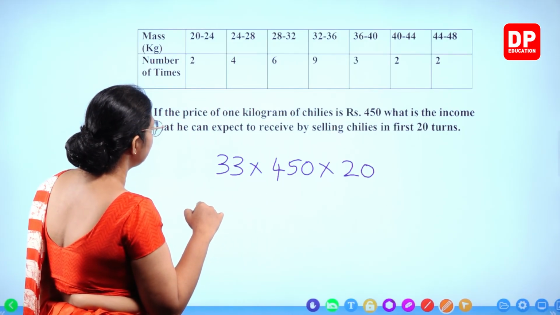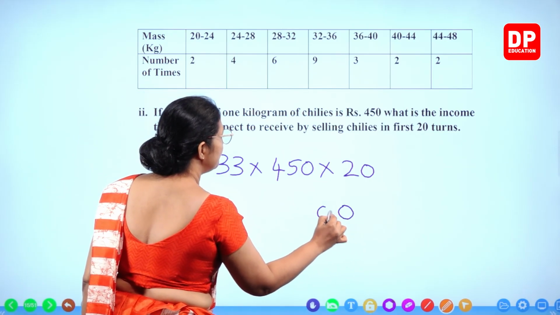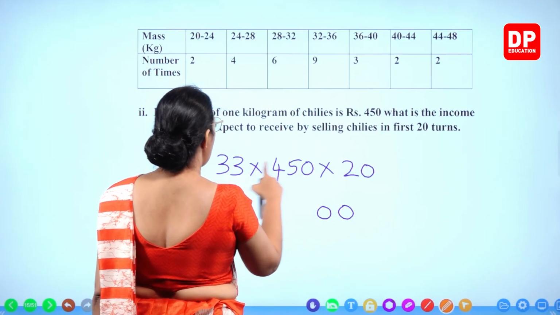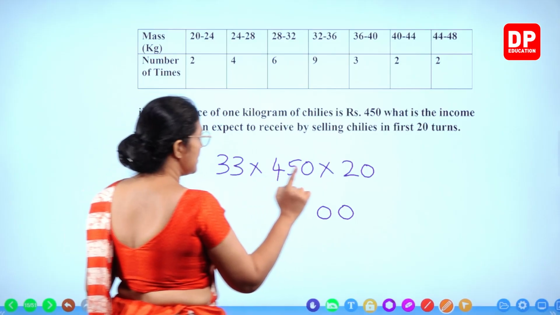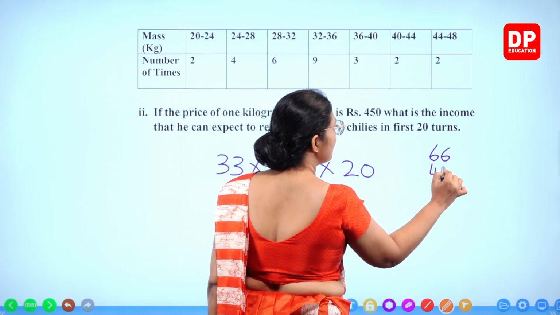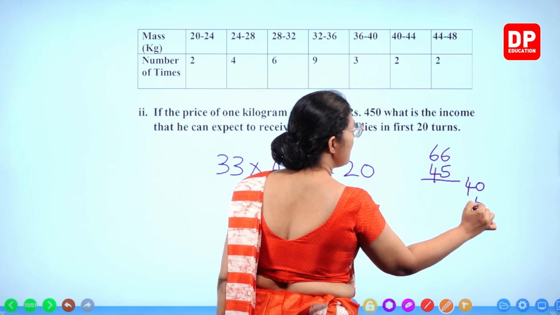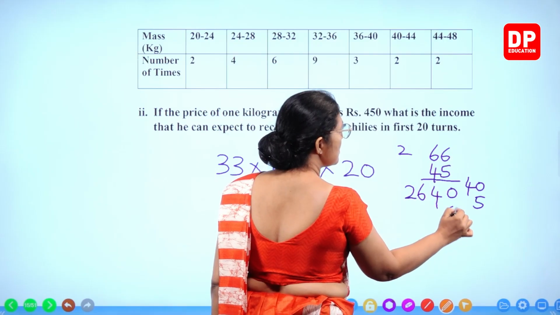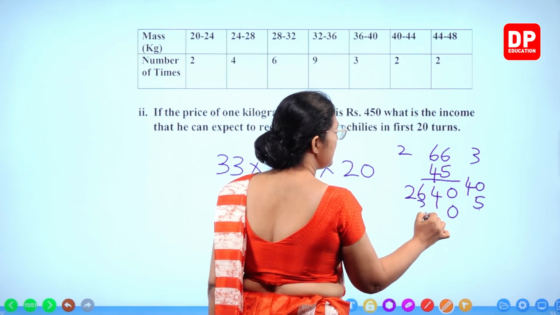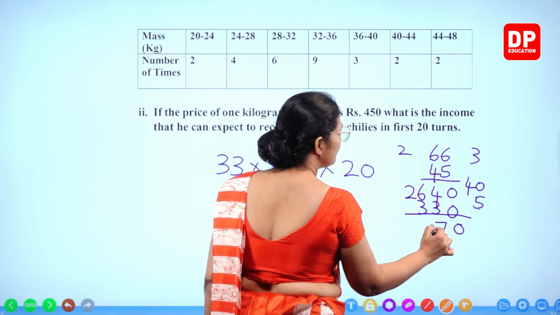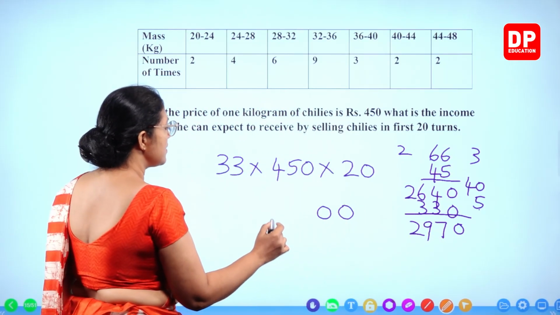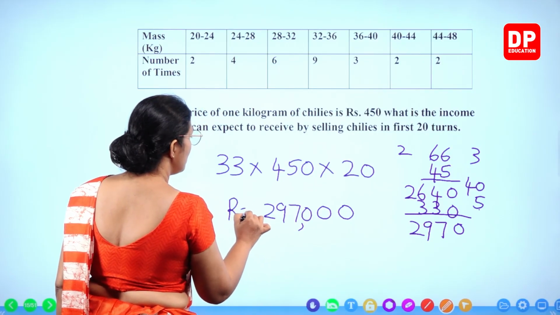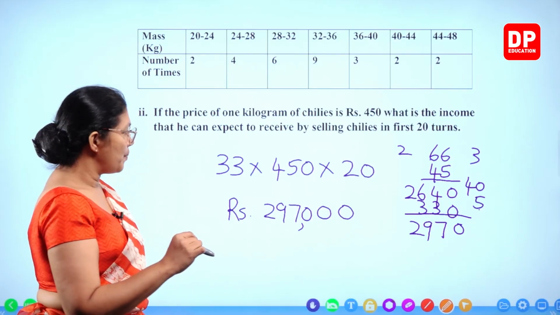So what's the total? 2 zeros. And you can write 2 times 33, 66. 66 times 45. 40 and 5. 5 times 6, 30. 3 remaining. 30, 33. 2,970. So how do you read this value? 297,000 rupees.